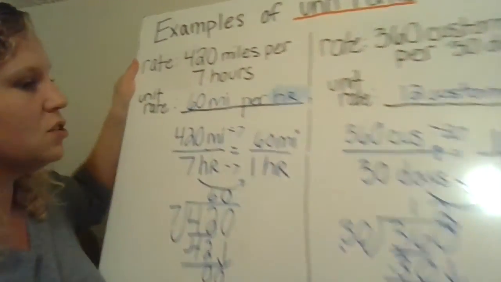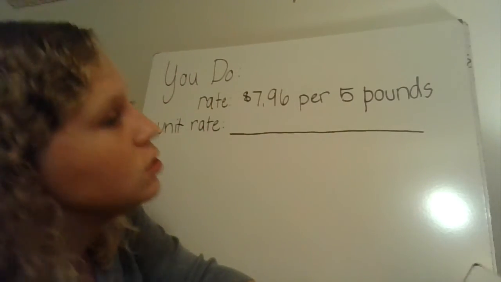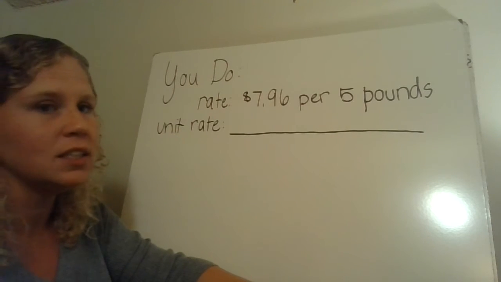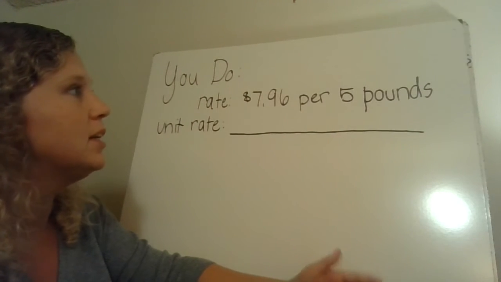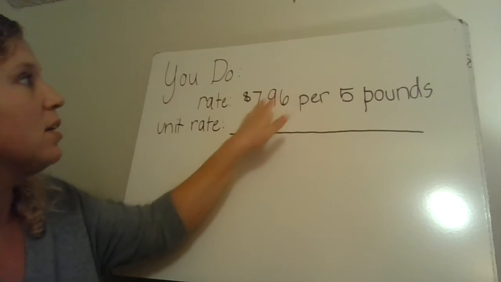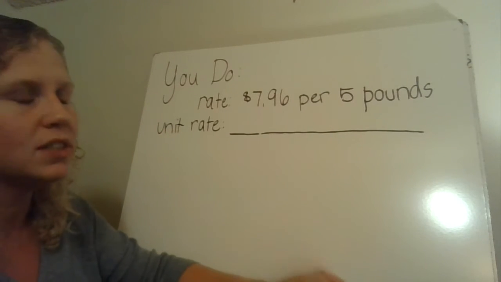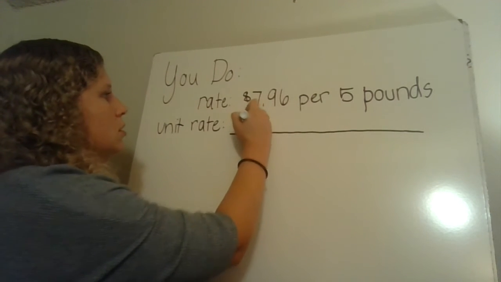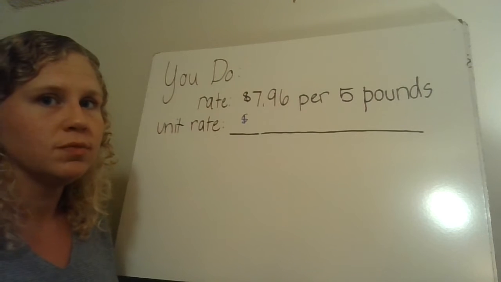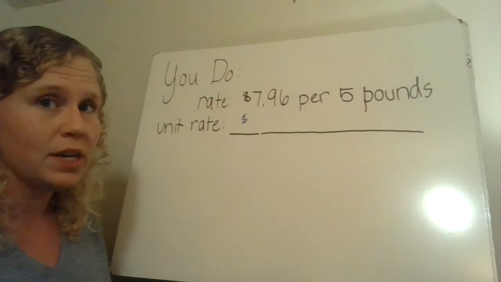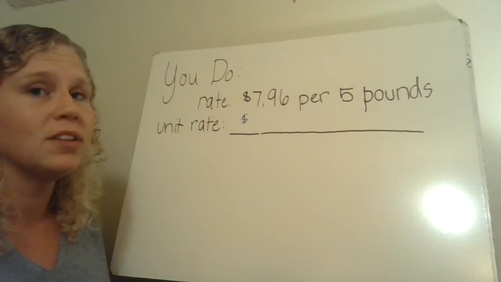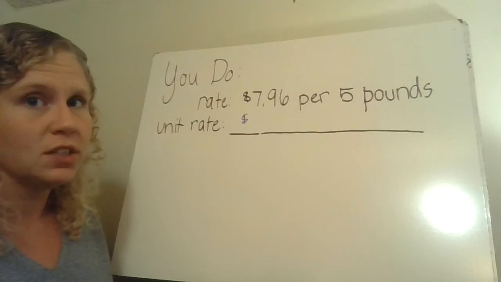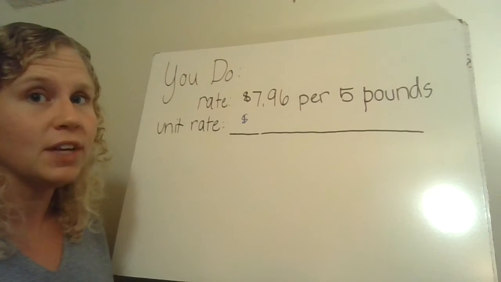The second slide is actually going to be a you-do slide. So the rate is $7.96 per 5 pounds. So maybe I'm buying nuts. And I know if I buy 5 pounds that I'm going to have to spend $7.96. So I want to know what's the cost here per 1 pound. You could set up your fraction or your ratio. You can use the fact that fraction line means divide, and you can divide to find the answer for this. So please go ahead, pause the video now, and find the unit rate.